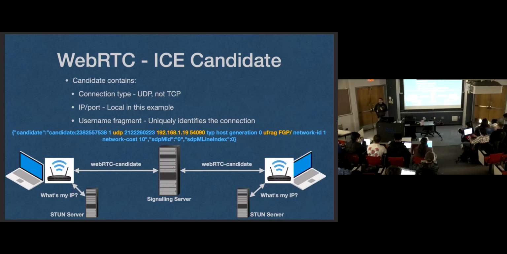A signaling server does not care about any of that. All it's doing is passing messages back and forth. You get a note from one client, you don't even look at it, you don't even open it, you just pass it to the other client, and that's it. That note, when it's a WebRTC candidate, happens to contain this type of information.